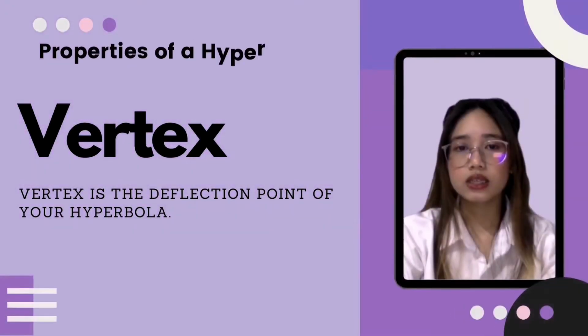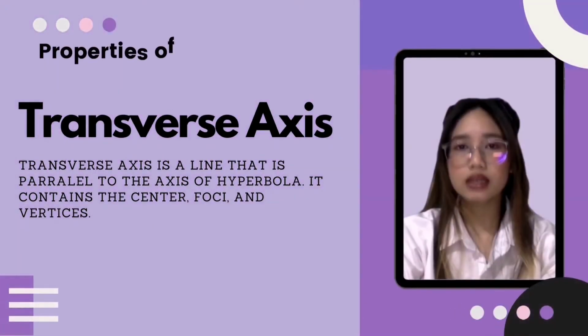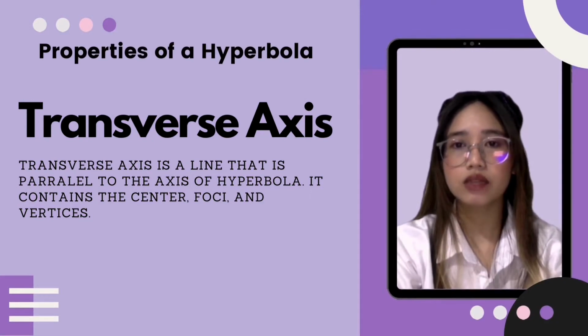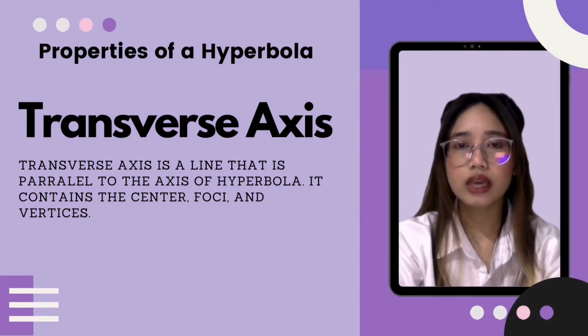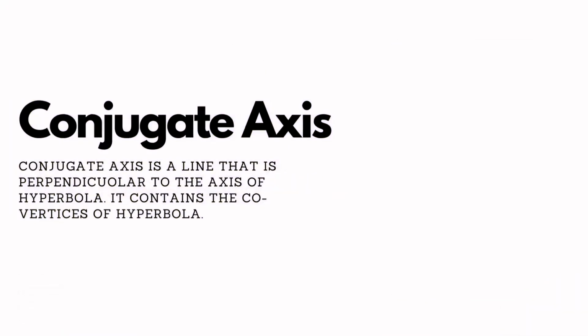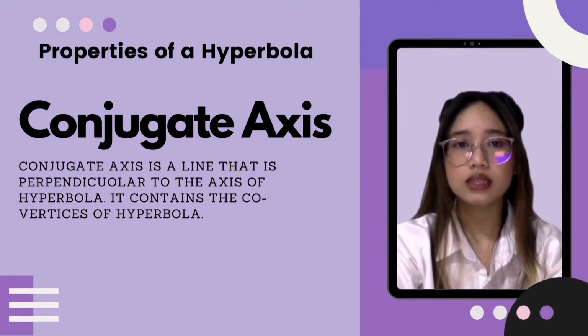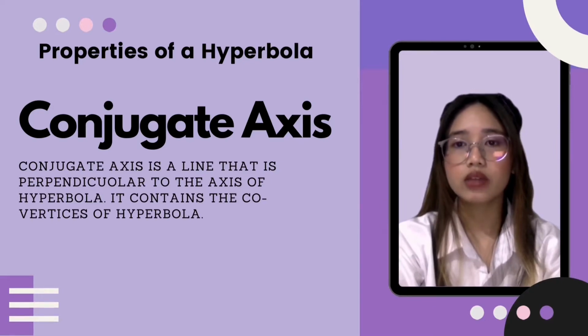Vertex is the turning point of your hyperbola. Transverse axis is a line that is parallel to the axis of the hyperbola. It contains the center, foci, and vertices. Conjugate axis is the line that is perpendicular to the axis of the hyperbola. It contains the co-vertices of the hyperbola.